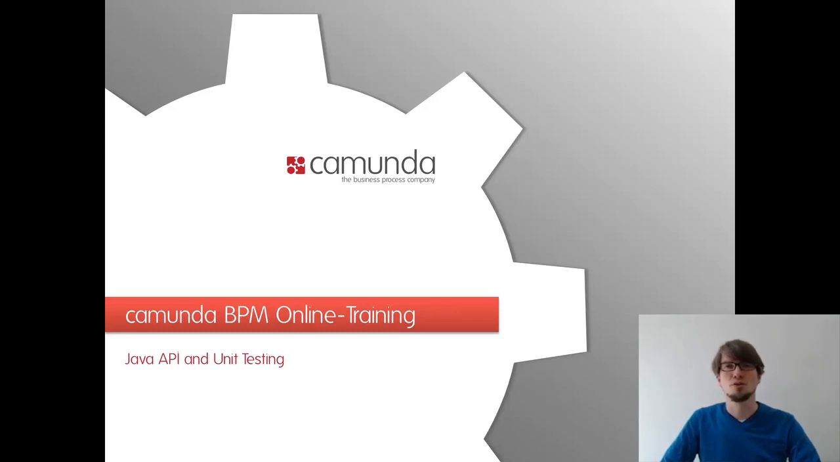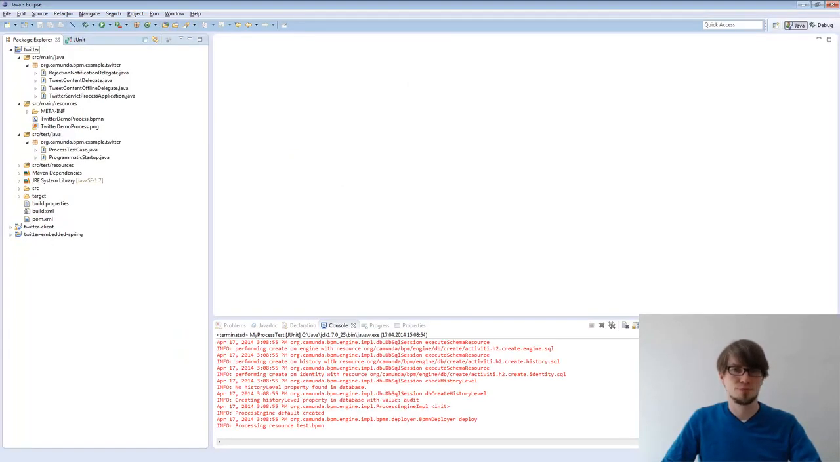Today we want to have a look at the Java API, the services we use to communicate with the engine, how to write your unit test in order to test your processes, and we want to discuss testing a little bit. I want to start with a demo. We will do most of the module live actually.